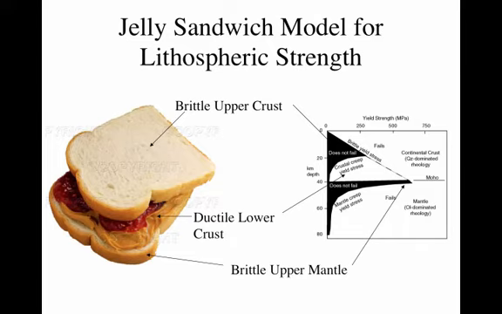These lithospheric strength profiles are what gives us the jelly sandwich model for lithospheric strength, wherein we have a brittle upper crust, which is the top piece of bread. Then the middle of the jelly sandwich is this ductile lower crust, and then the next piece of bread at the bottom of the sandwich is the brittle and strong upper mantle.